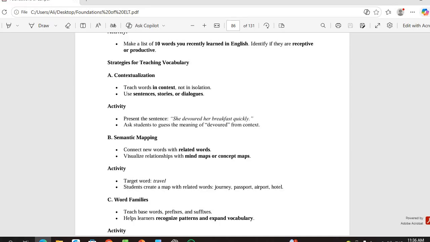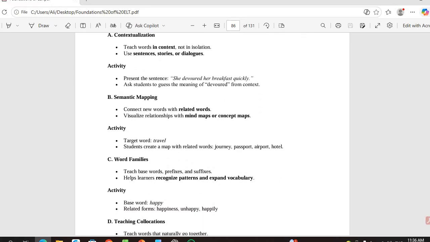Number C, word families. Teach base words, prefixes and suffixes. Helps learners recognize patterns and expand vocabulary. Word families: nouns, verbs, adjectives, and so on. Base word happy, related forms happiness, unhappy, happily. Teach, teacher, teaching, teachable, unteach, and so on.